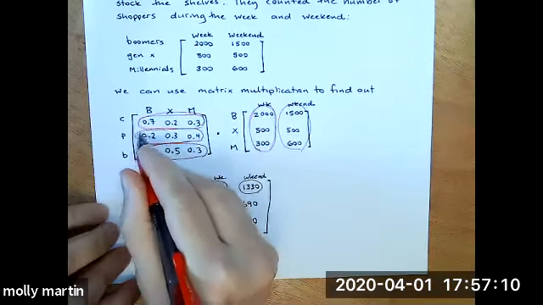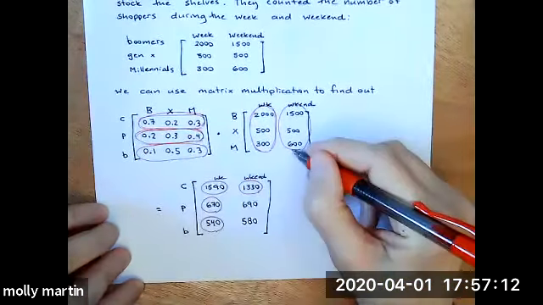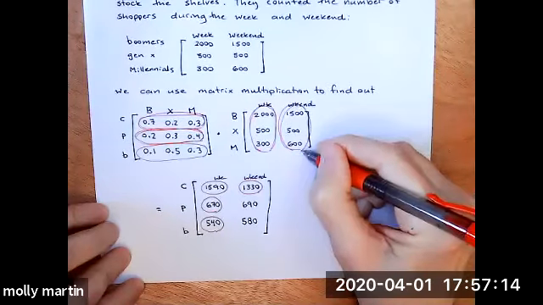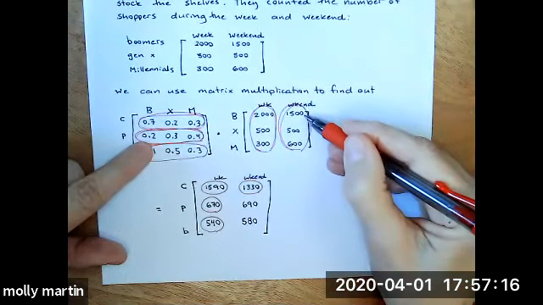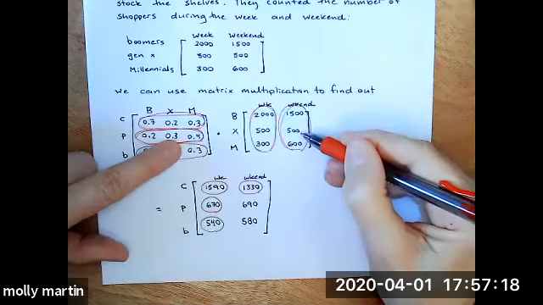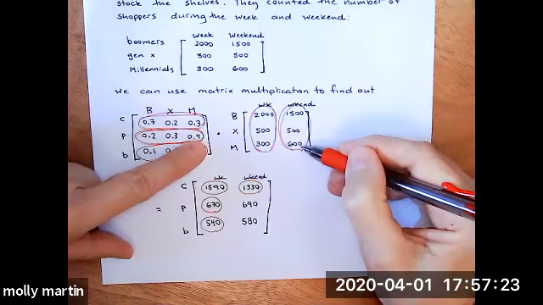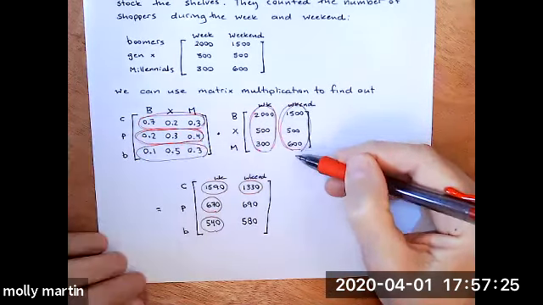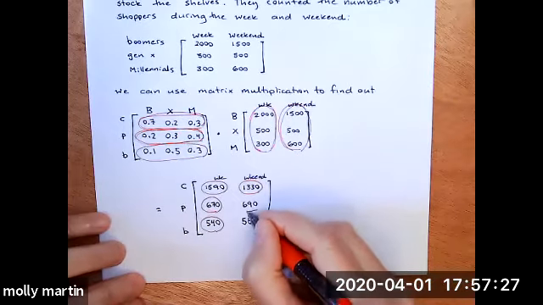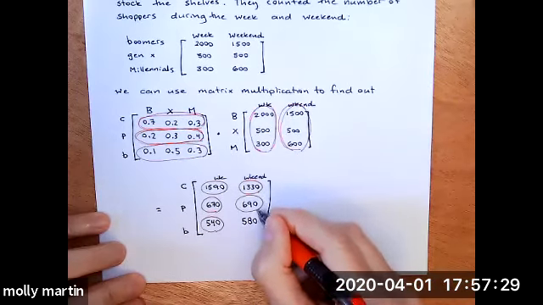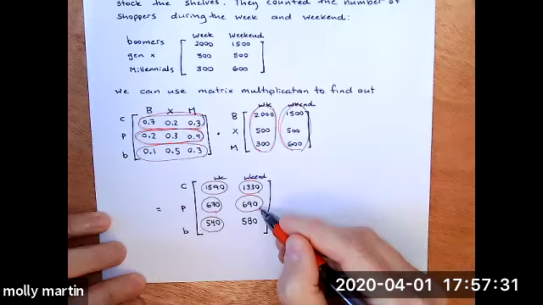The second row times the second column is 0.2 times 1,500 plus 0.3 times 500 plus 0.4 times 600. The second row times the second column goes in the second row and second column.